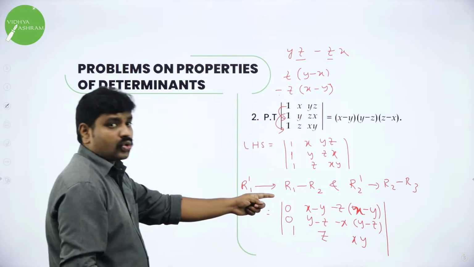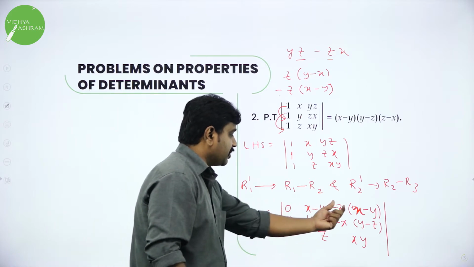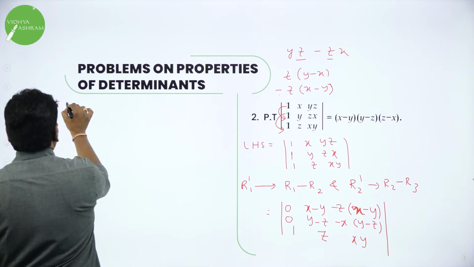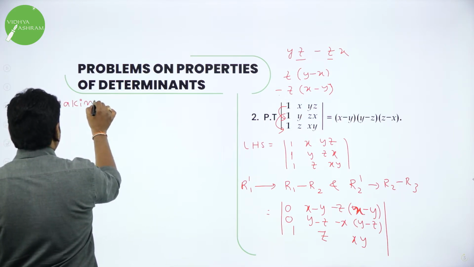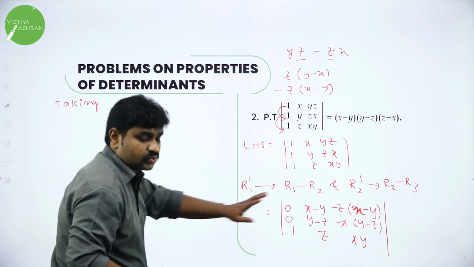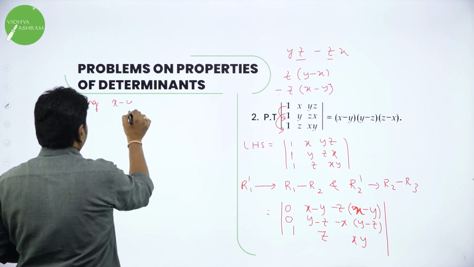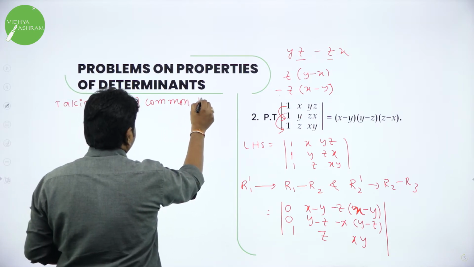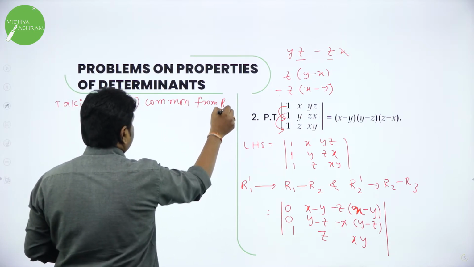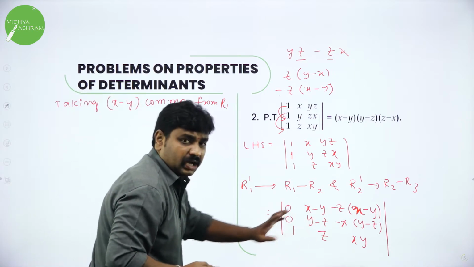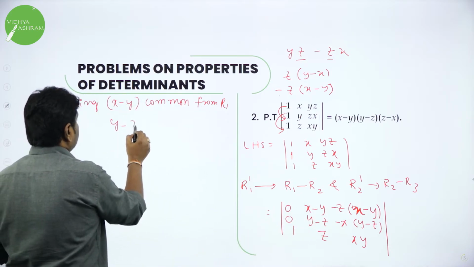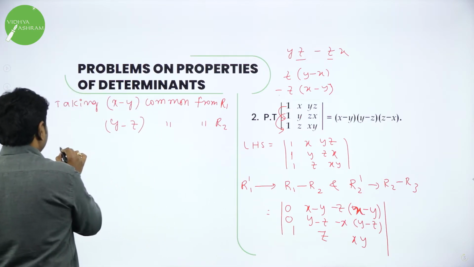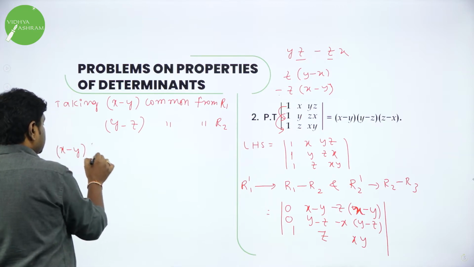Now, in the first row you have x minus y common, and in the second row you have y minus z common, so take them out. Taking x minus y common from the first row, from R1, and y minus z common from the second row. If you do that, x minus y is out and y minus z is also out.